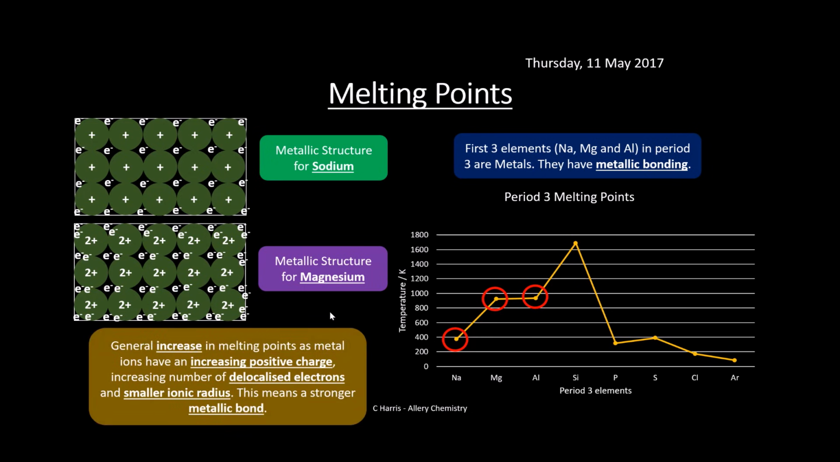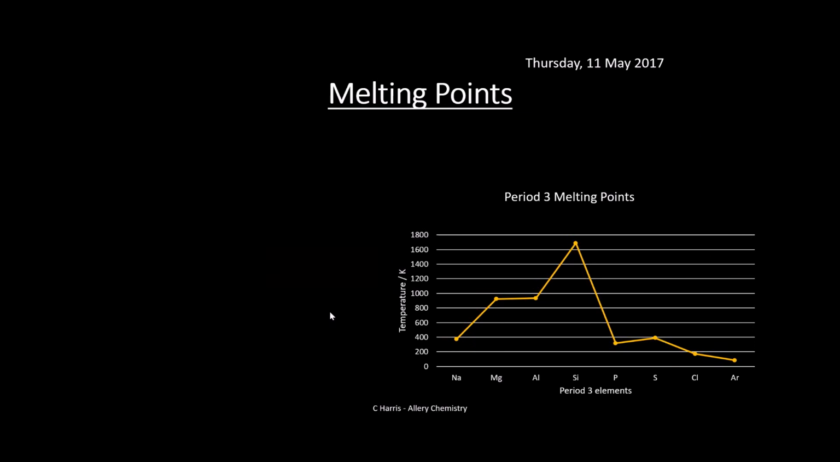Basically, we've got this general increase in melting point as the metal ions have an increasing positive charge, so bigger charge, more delocalized electrons, and a smaller ionic radius. So magnesium has a smaller ionic radius than sodium. This means that we have a much higher charge density, a much stronger attraction between the negative delocalized electrons and the positive metal ion. So this is the metallic bond. Okay, we need to know this same trend as well for period 2, and luckily it's just the same.